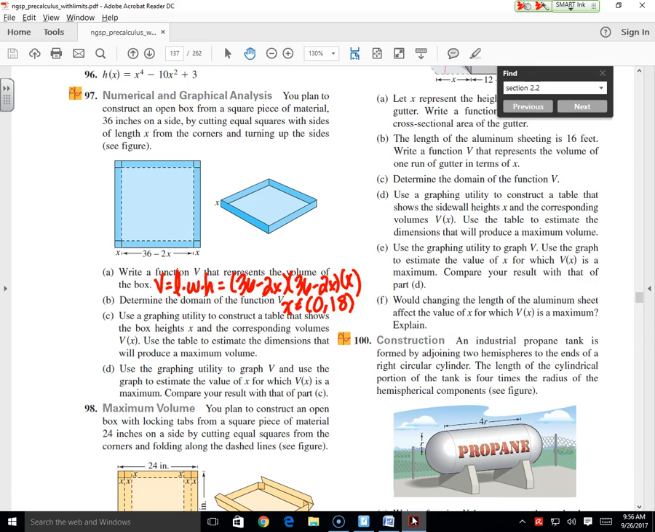What's part C asking for? Make a table. Oh, I bet this needs to go into my Y1, my calculator. Go to your table. Use the table to estimate the dimensions that will produce the maximum volume. If you make a table, x is x, but what is your y representing? Volume. So you're just going to look in your table and say, hey, where does it look to be the biggest between 0 and 18?